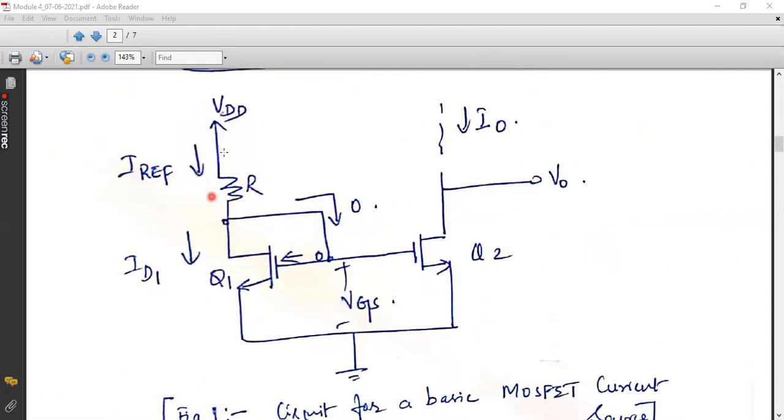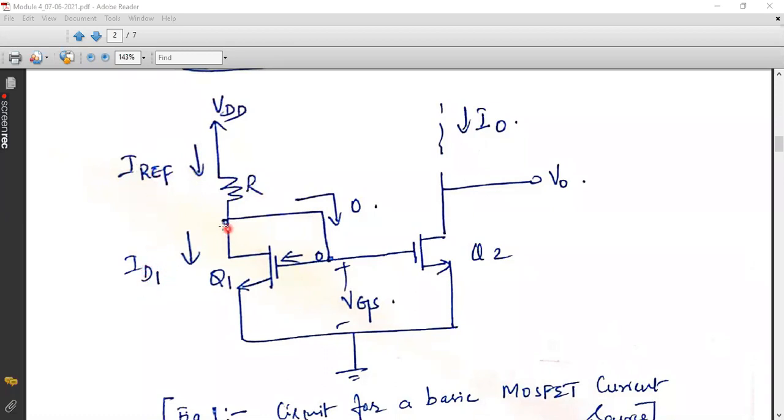Now if you see the circuit, we have two transistors, I mean two MOSFETs, Q1 and Q2, where the current flowing through Q1 is represented as IREF. This IREF you can set by using the power supply VDD and the resistance R. I'll tell you the design equation later. By using a precision resistance R, a very precise resistance R, you can set an appropriate reference current IREF. And this IREF is equal to ID1 as well.